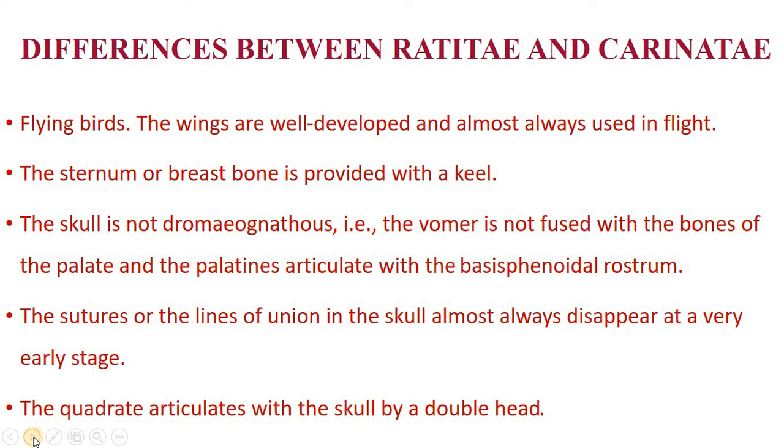The skull is not myognathous. That is, the vomer is not fused with the bones of the palatine, and the palatines articulate with the basisphenoidal rostrum. So the skull is not myognathous. The sutures, or lines of union, in the skull almost always disappear at a very early stage. So when you talk about the general characters of birds, the skull bone is smooth. So there are no sutures, or so to say, no stitch-like structures found in the skull.